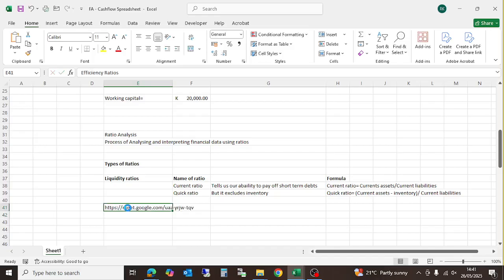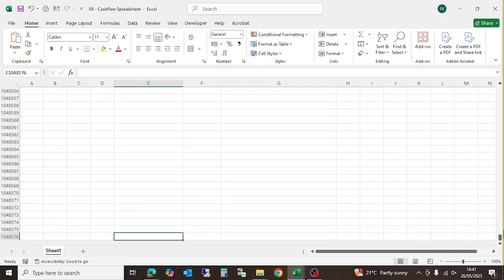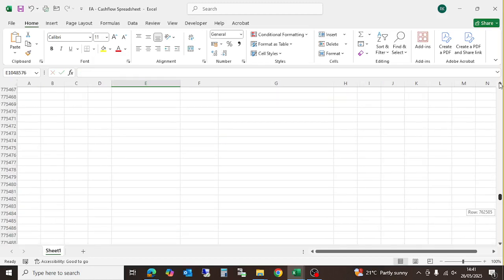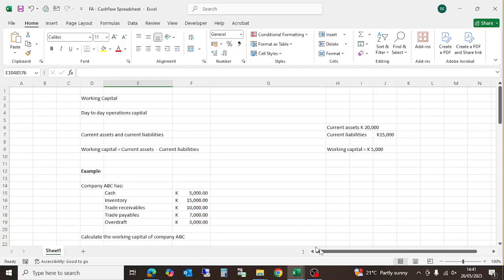Efficiency ratios basically show us how, this is me typing things I'm not supposed to. Efficiency ratios like this. Bold. This is me again. I don't know what's happening.